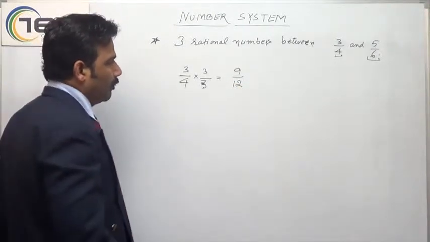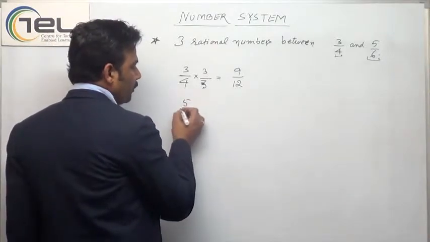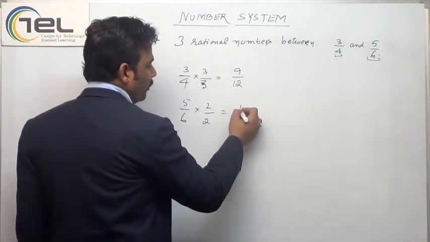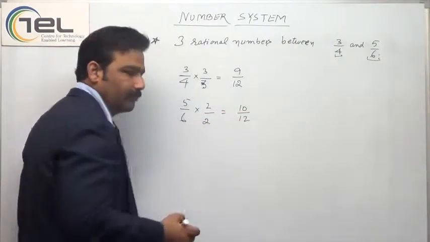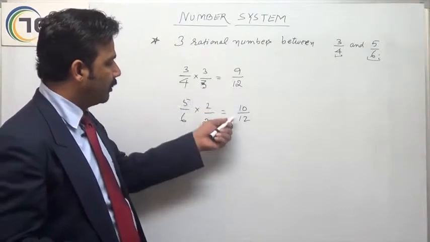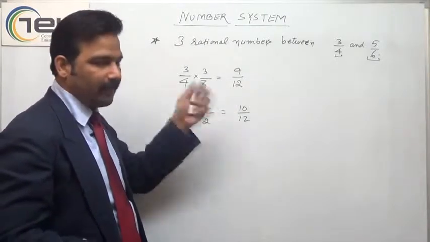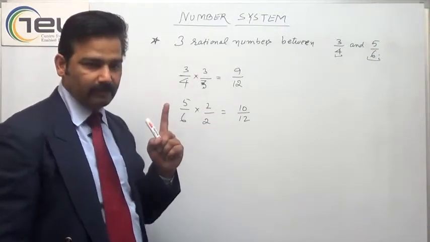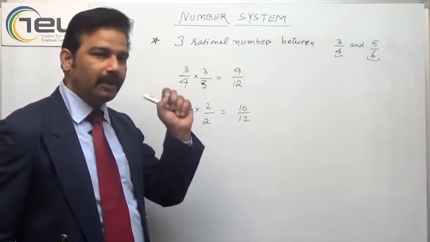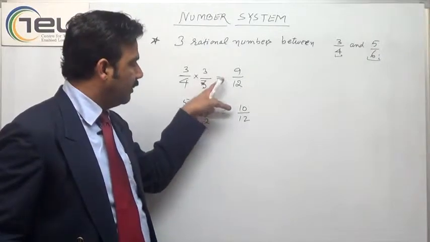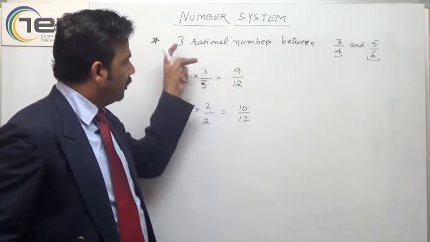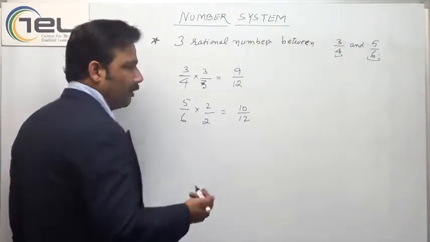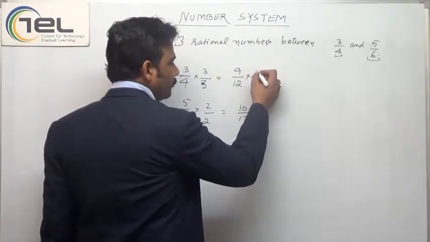Now another one, 5 by 6. To make it 12, I will multiply it by 2. It will be 10 by 12. I have the numbers 9 by 12 and 10 by 12. But the gap between 9 and 10 is 1. So I will not be able to find a number very easily between 3 by 4 and 5 by 6. So should I multiply them by 2?